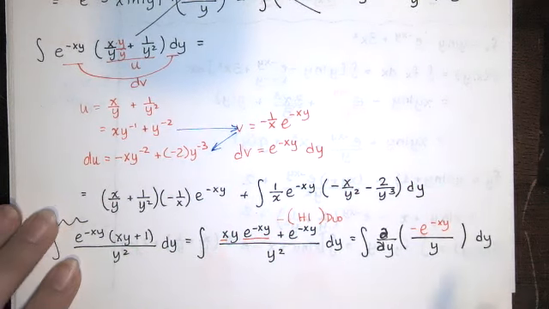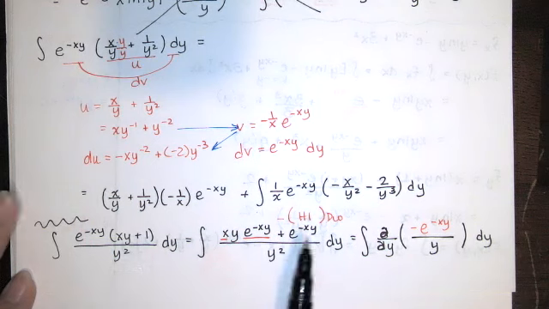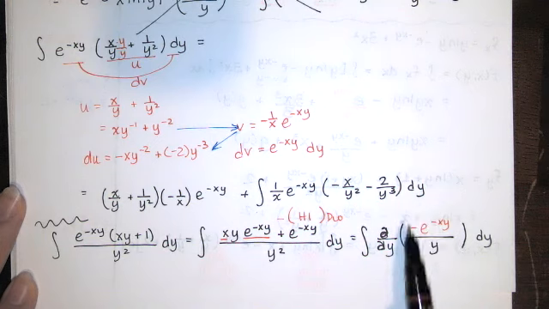So yeah, this is going to work out. This is actually the result of a quotient rule, and the derivative of the antiderivative is the original function.